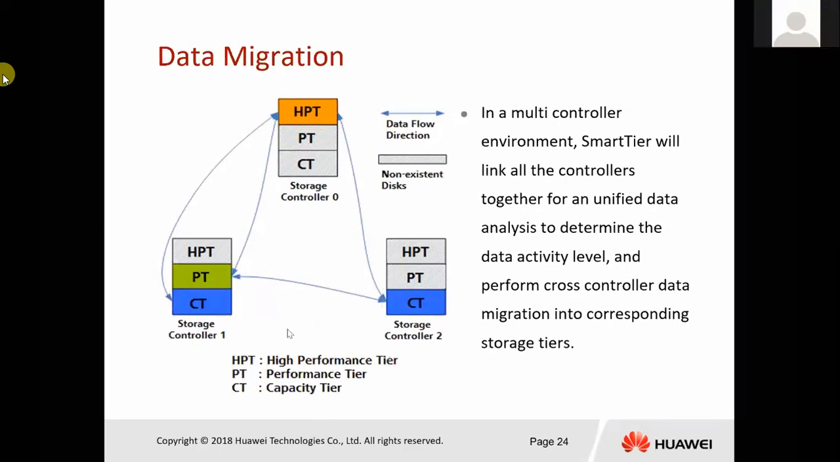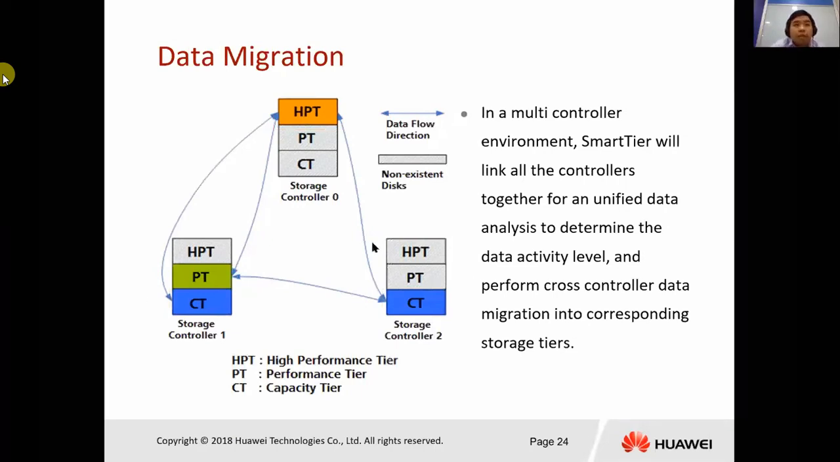Okay, so this one, in what scenario? When you have a multi-controller scenario. So all the controllers have their own input and output, right? So how do I consolidate all the data to determine hot, warm, and cold? If you have multi-controller, all the data will be pooled together, then analyzed together to determine, for all the data stored between these 3 controllers, which is hot, warm, and cold. This is the first scenario.